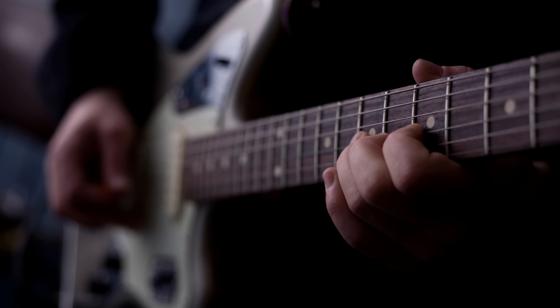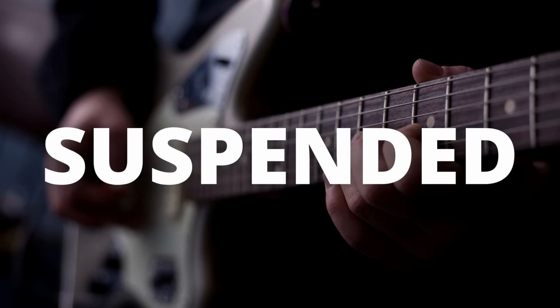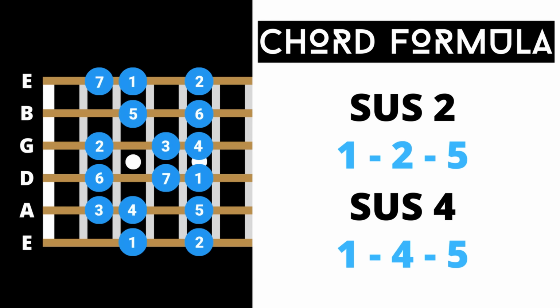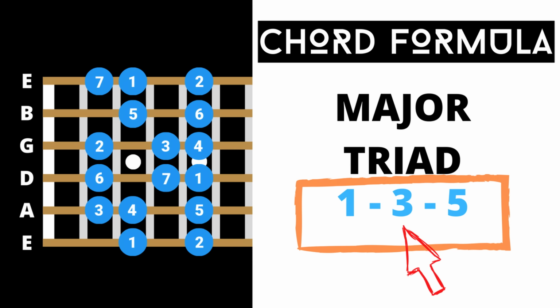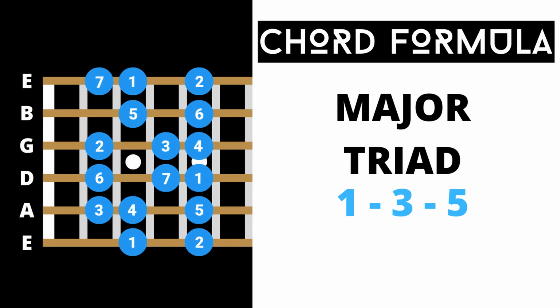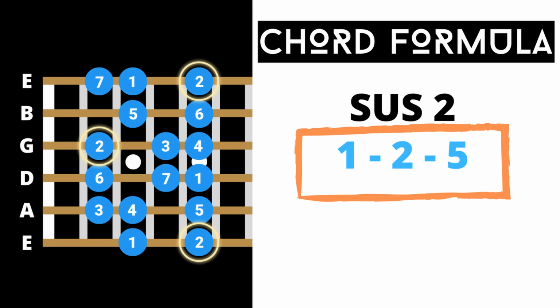Now let's look at the next chord type, suspended chords, or sus chords for short. All you need to know about both the sus2 and sus4 chords is that the 3rd that is usually present in most chords has been replaced with the 2nd degree of the major scale, so 1, 2, 5 in the case of sus2, and 1, 4, 5 in the case of sus4.